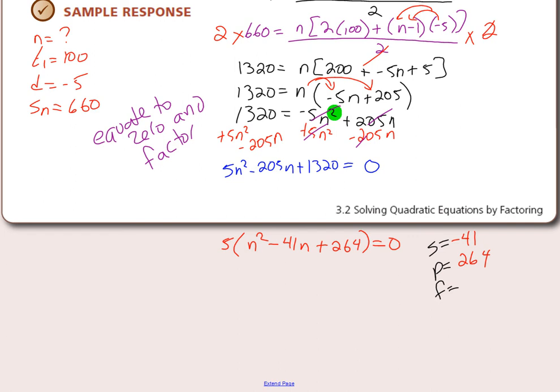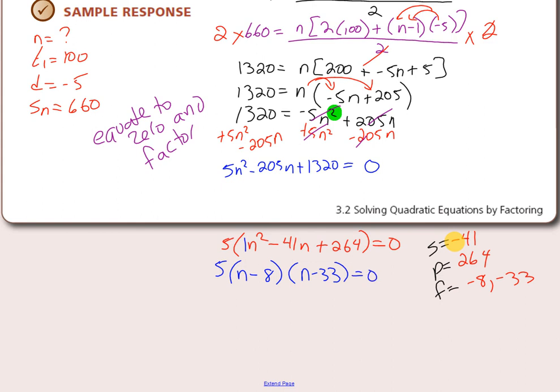Well, in order to get a product that's positive, I either need two positives or two negatives, but I see here that I've got a negative sum. I need two negatives. Do a little bit of guess and check work, and we come up with negative 8 and negative 33 are going to work. So we factor it. Because it's a 1n squared, I can jump straight to the answer: n minus 8 times n minus 33 equal to 0.